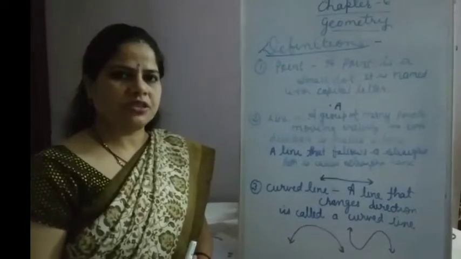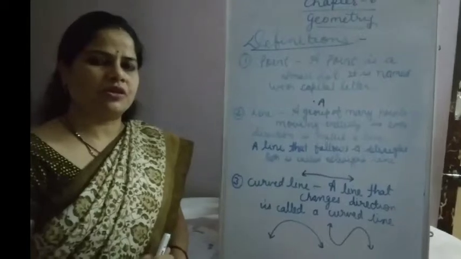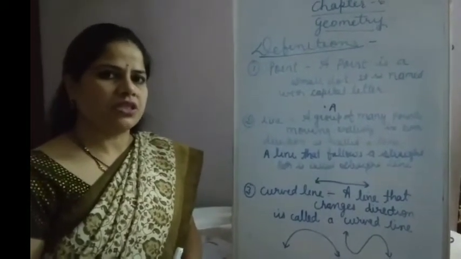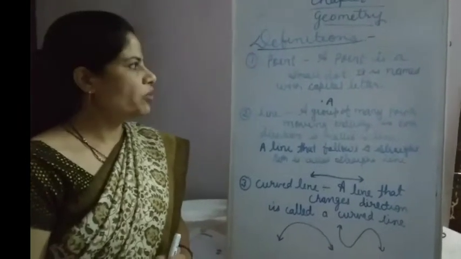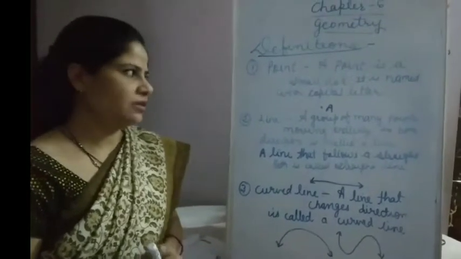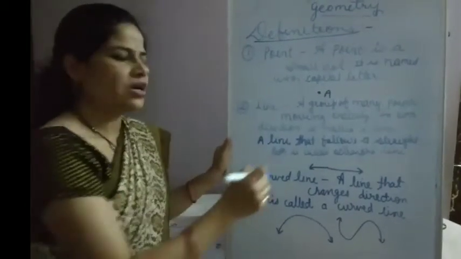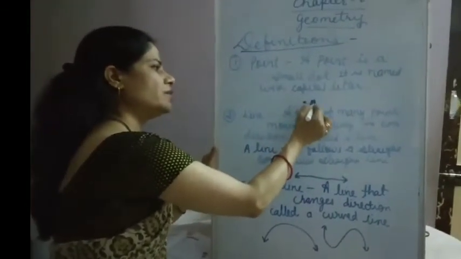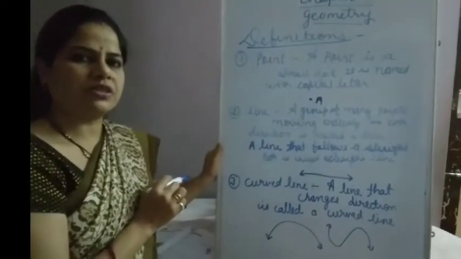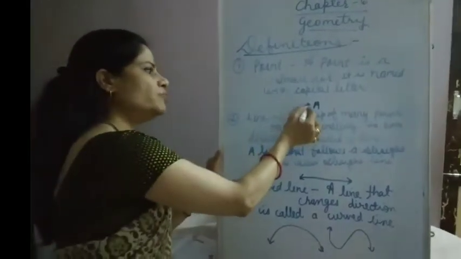In today's video lecture, I am going to start chapter number 6, Geometry. In this chapter, you will learn about shapes. So the first shape is point. A point is a small dot. It is named with a capital letter of the alphabet. See, this is the point. This is a small dot and it is represented by a capital letter of the alphabet. I have represented this point here with A. You can use any letter of the alphabet to represent a point.